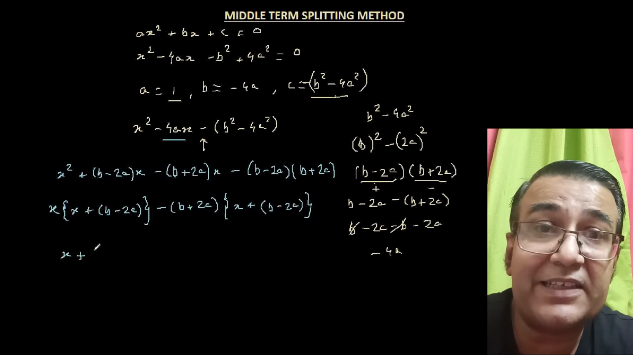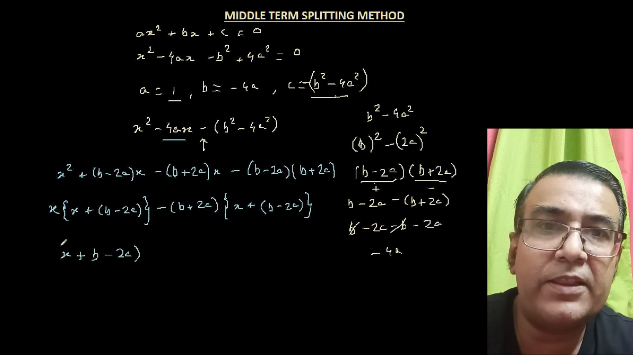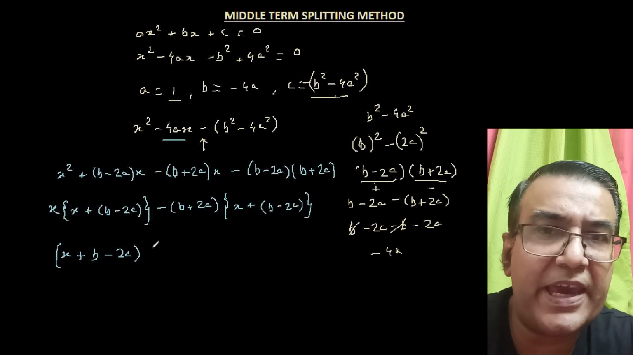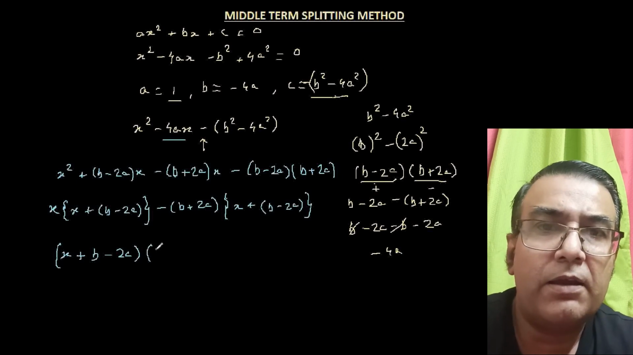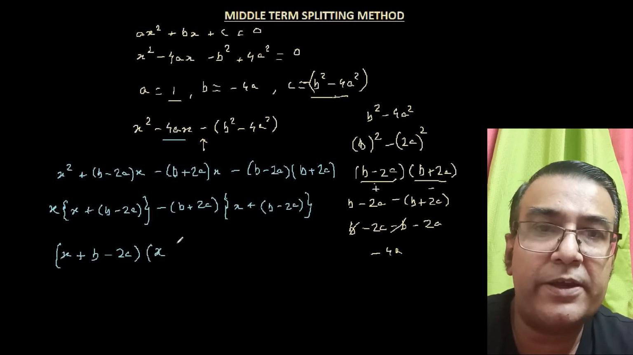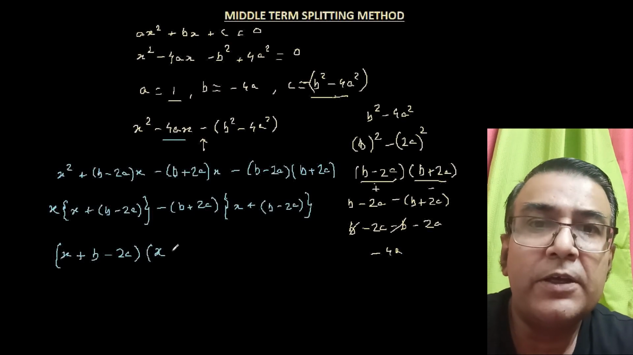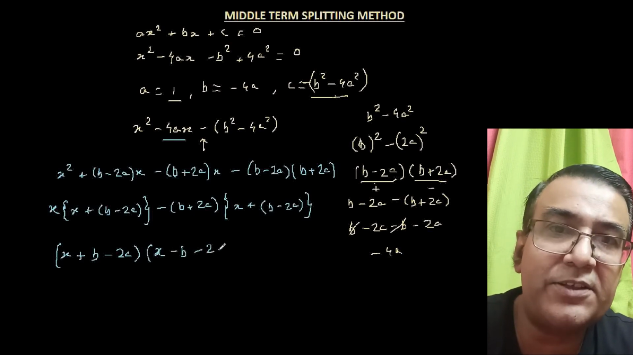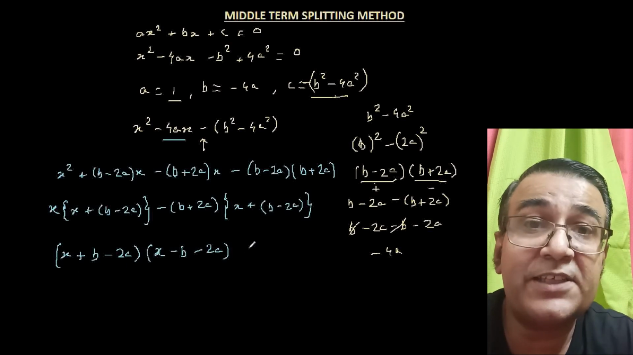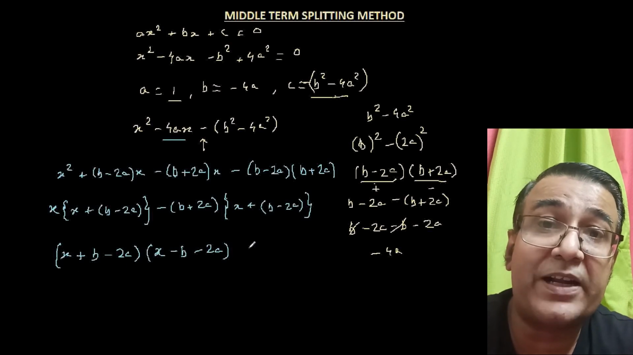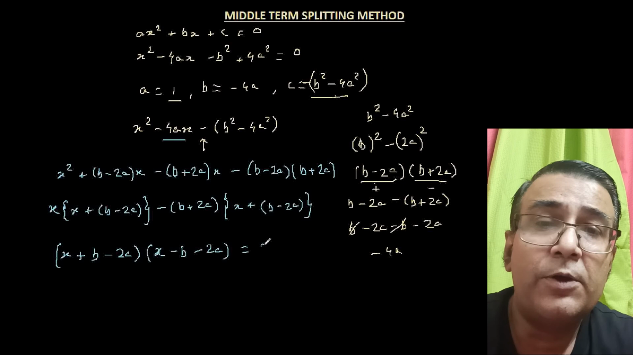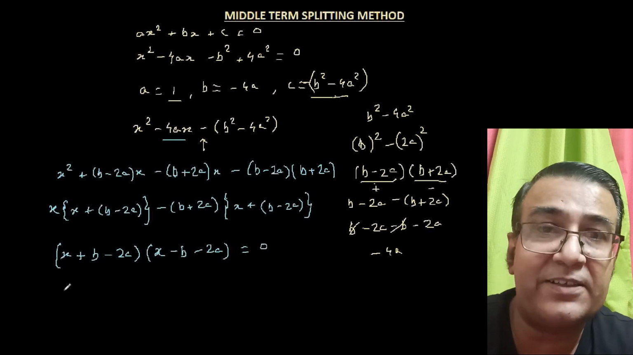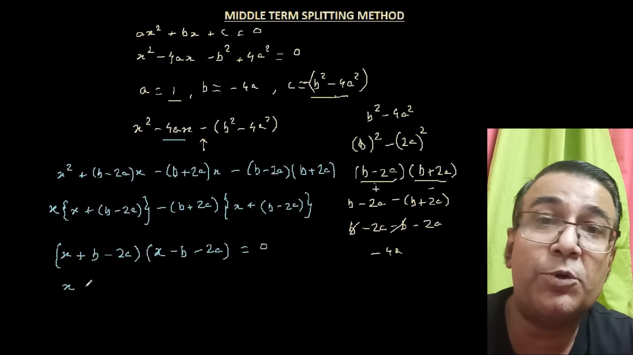And in both these terms, what we see is that x plus b minus 2a is common. So we can factorize that out. And then within the brackets, I'll be left with x here and minus b plus 2a here. So I can distribute the negative term. So that will become x minus b minus 2a. And since now I've got it as a product of two factors, I can just equate that to 0, which means either one of the two factors is 0.